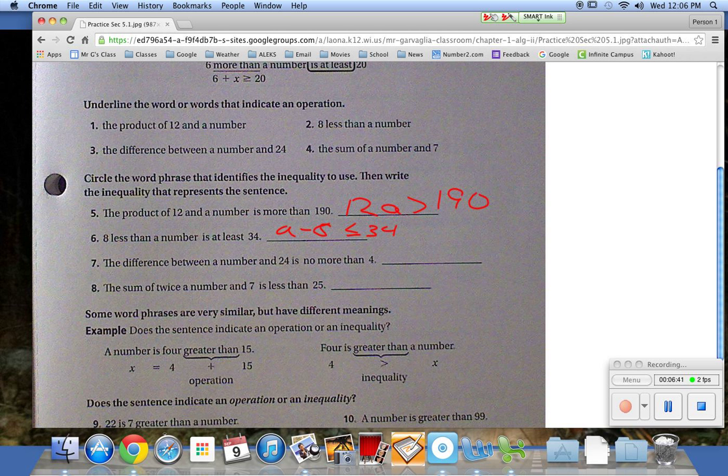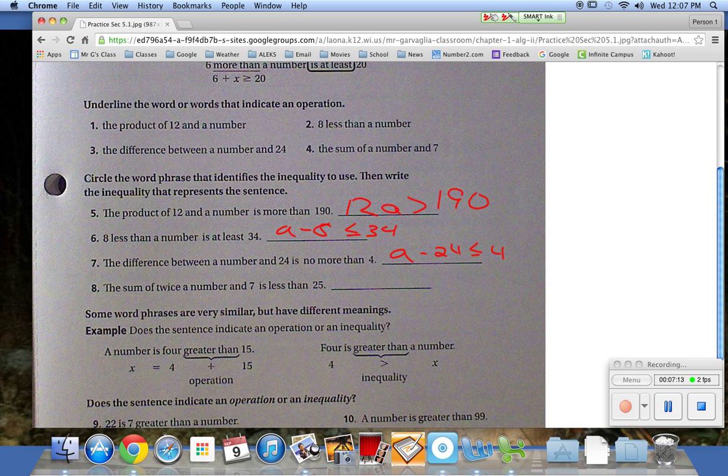The difference between a number and 24 is no more than 4. The difference between a number and 24 is less than or equal to 4.